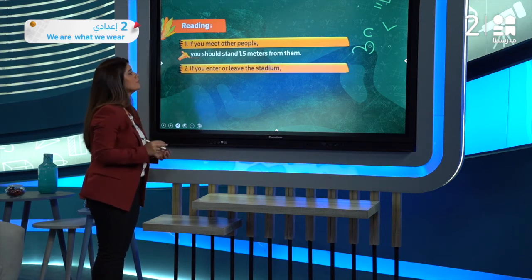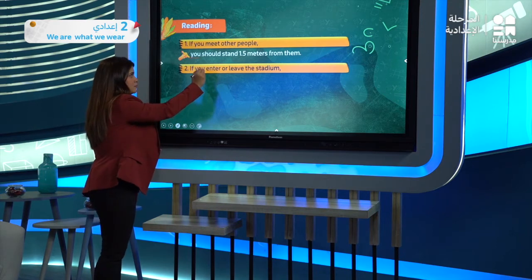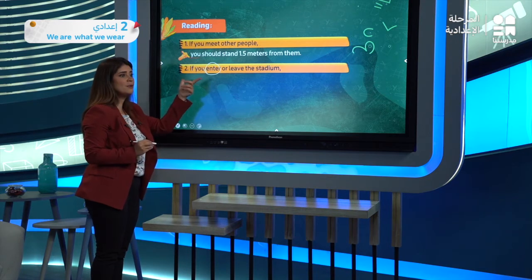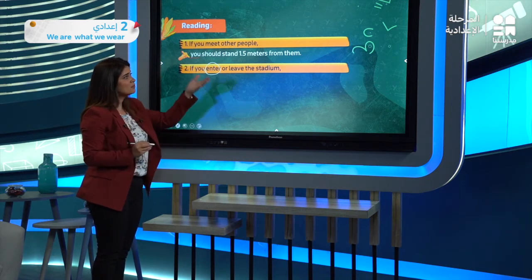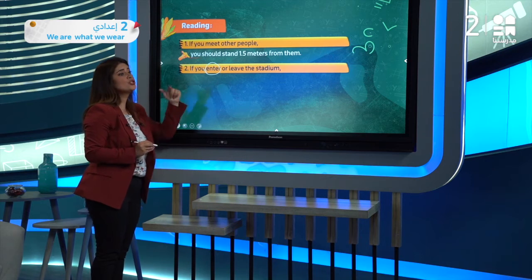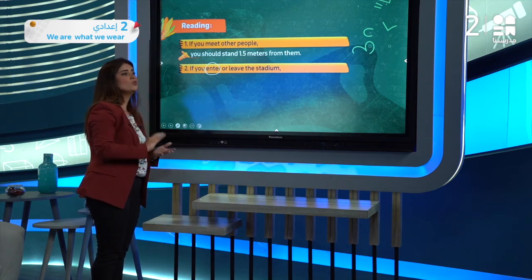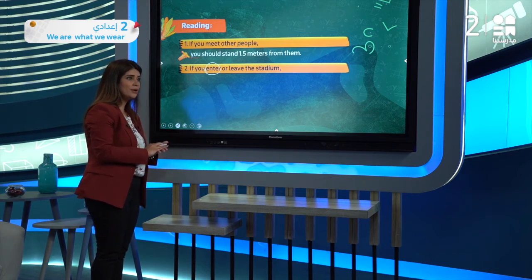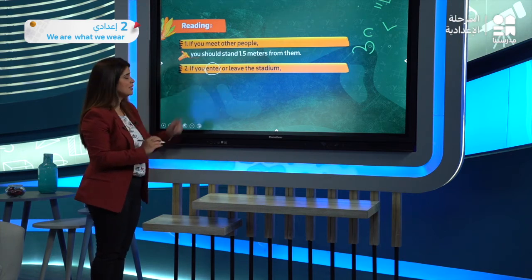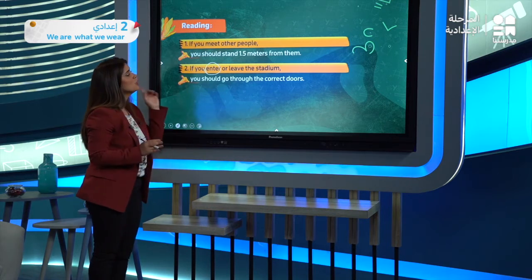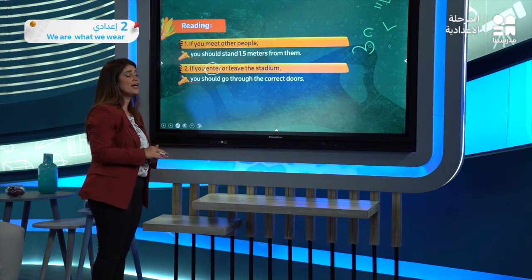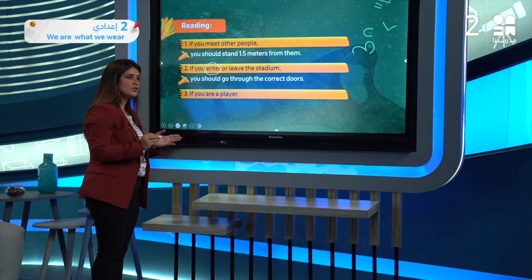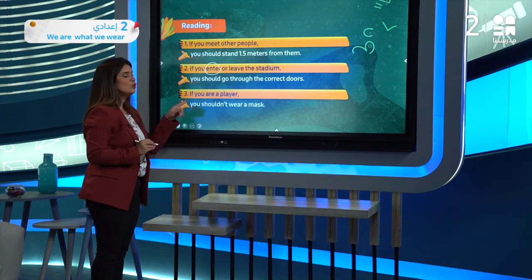Then number 2, if you enter, see here, I have enter in the present simple tense because I have the part of if. So this means in the second part I add will or should. If I'm predicting something, I use will or won't. If I'm giving advice, I use should or shouldn't plus infinitive. Okay? So if you enter or leave the stadium, according to what we have read, you should go through the correct doors. Then, if you are a player, what you should do here is you shouldn't wear a mask.